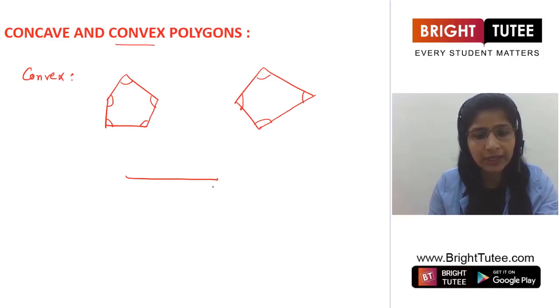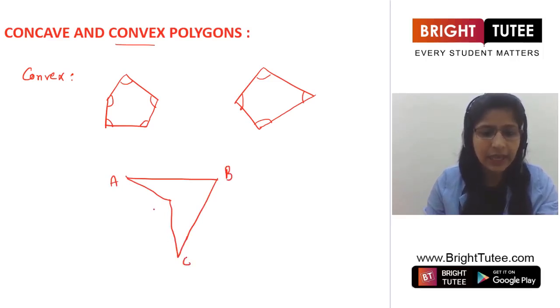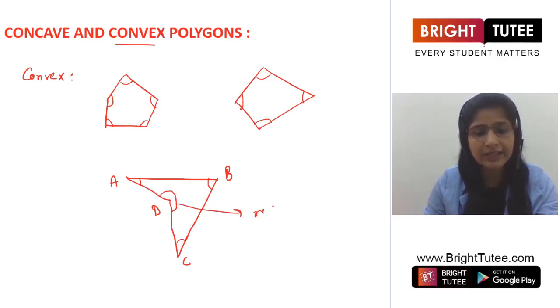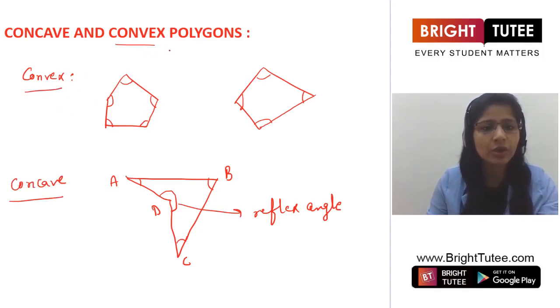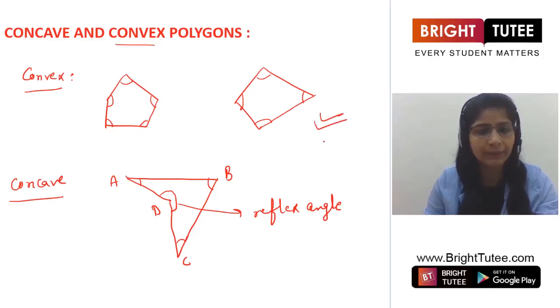Suppose we draw a polygon like this. Let us name it A, B, C and D. So we see these 3 angles are definitely less than 180 degrees, but if we talk of this angle, this is a reflex angle which is greater than 180 degrees. So these types of polygons are known as concave polygons. In our lecture we are going to mainly focus on convex polygons only, right? But the difference must be clear to you.